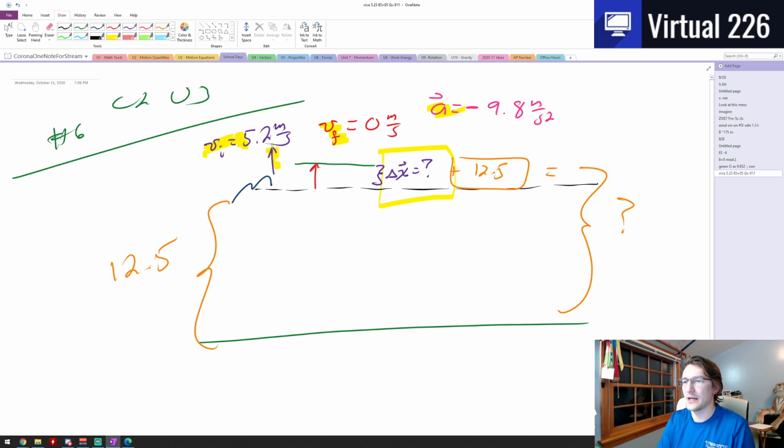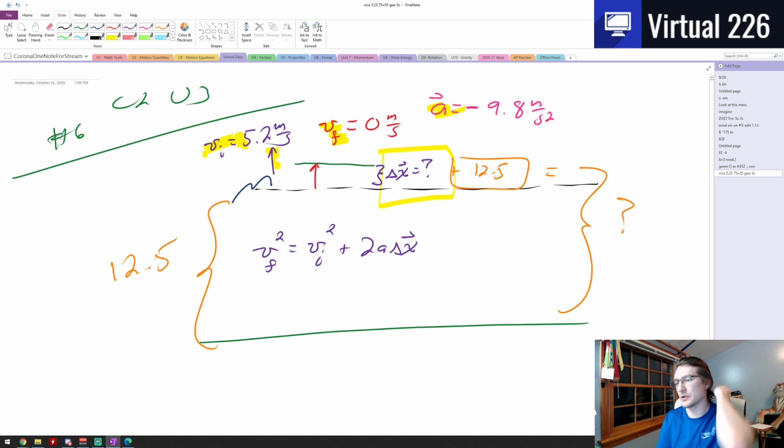If you're looking at equations to use here, notice you don't have time anywhere, so may I recommend the equation that doesn't use time, which is equation number 6: your final velocity squared equals initial velocity squared plus 2a delta x. You know the final velocity is 0, you know the initial velocity is 5.2, you know a is negative 9.8, and you're solving for delta x. Make sure that you square and then subtract. It's really up to you how you want to do it.